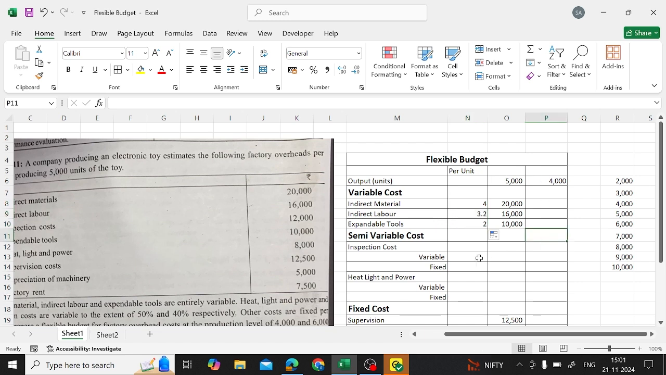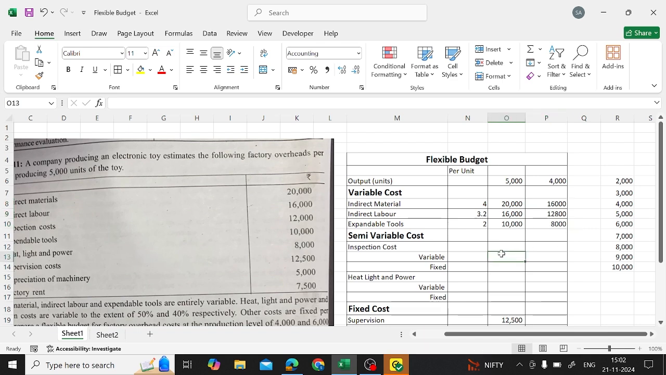Okay. Now similarly, we have to find out the cost for the 4,000 units. So how I can do is, I have to multiply this cell by this. Now again, if I want to drag this formula, I have to make this cell fixed. So I will press function 4 and will make this cell fixed. Now this is the total cost of indirect material at 4,000 units. Now I will drag this and I can get the cost of indirect labor and expendable tools.